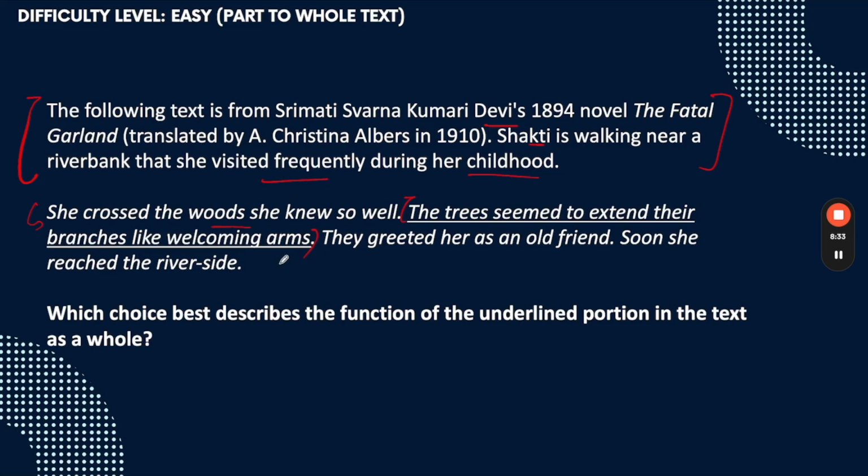Correct? Now if you read the sentence properly, it's simply giving human-like figures to trees. And by giving human-like figures, what is the author trying to do? It's trying to tell us that it looked like even the trees were welcoming Shakti, right? She felt so welcomed, she felt so warm over there that it looked like even the trees are trying to welcome her. She just felt very good in the place. They greeted her as an old friend. Soon she reached the riverside.